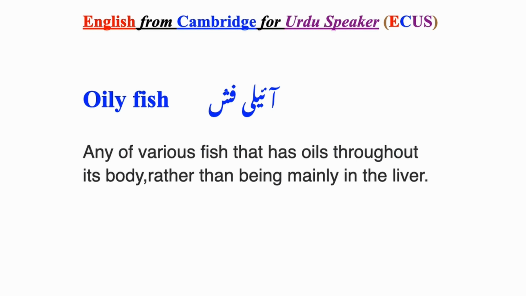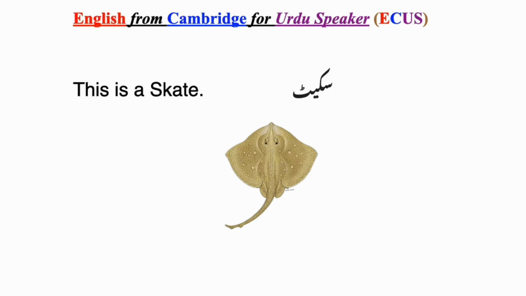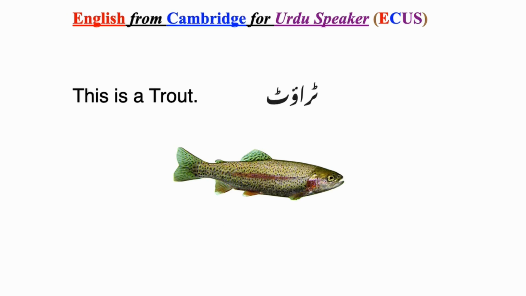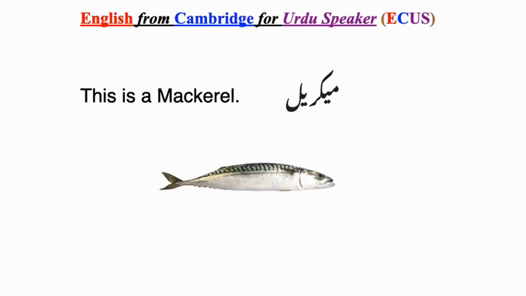Oily fish. Any of various fish that has oil throughout its body rather than being mainly in the liver. This is a salmon. This is a skate. This is a trout. This is a swordfish. This is a mackerel.